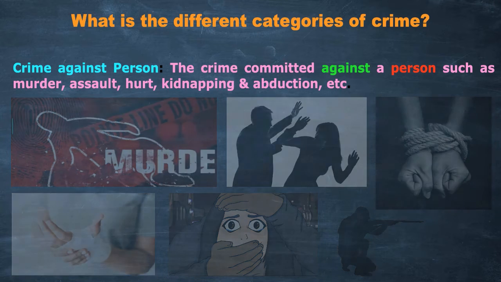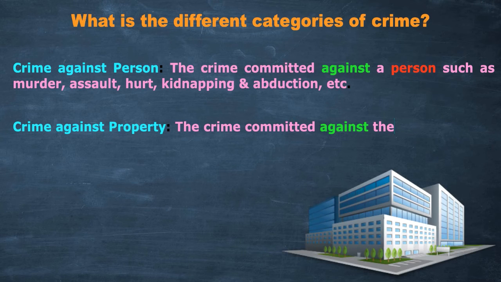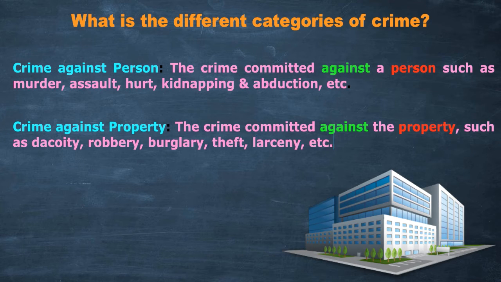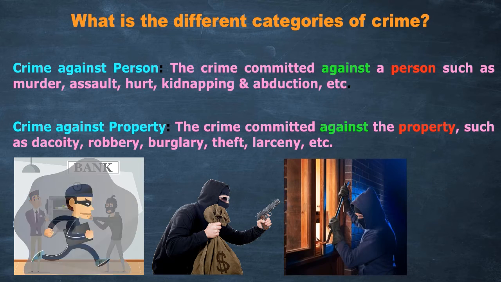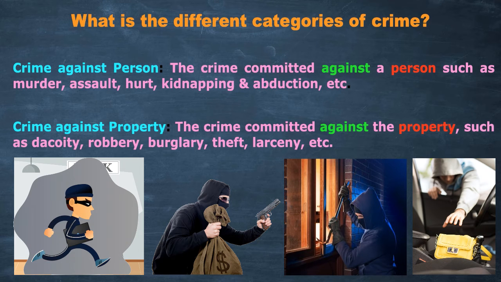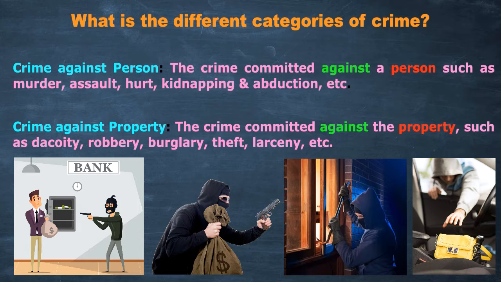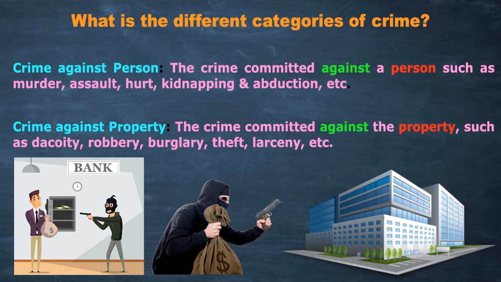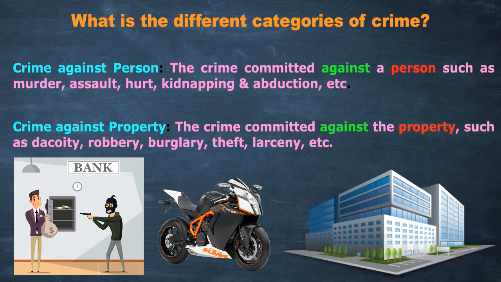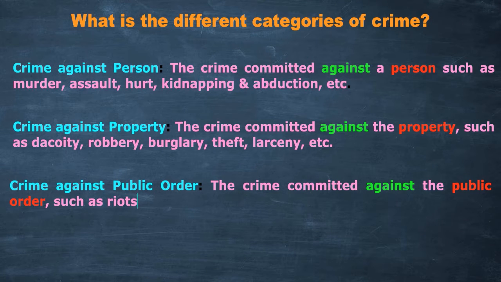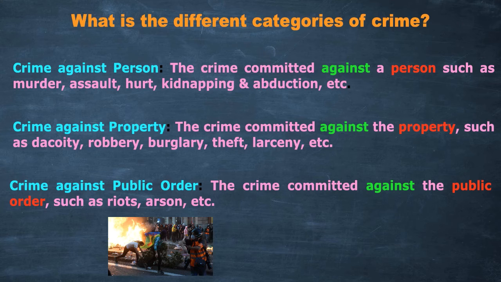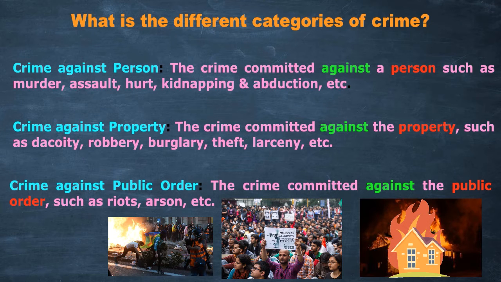The second one is crime against property. The crime committed against the property, such as dacoity, robbery, burglary, theft, larceny, etc. All these are crimes against the property, whether it is movable property or immovable property. Next one is crime against public order. The crime committed against the public order, such as riots, arson, etc.